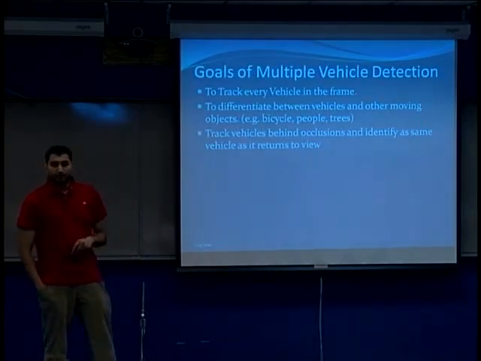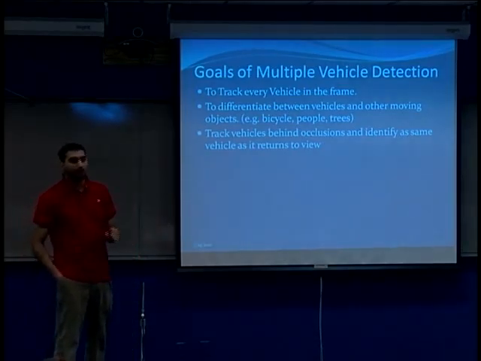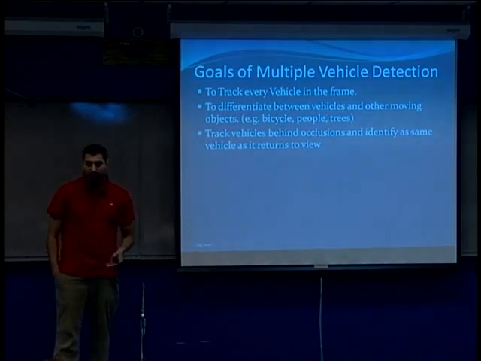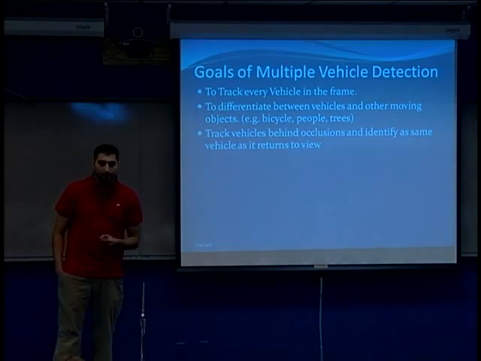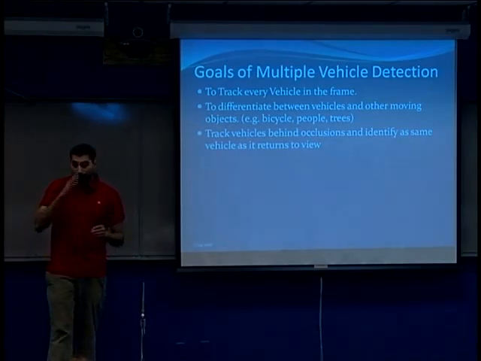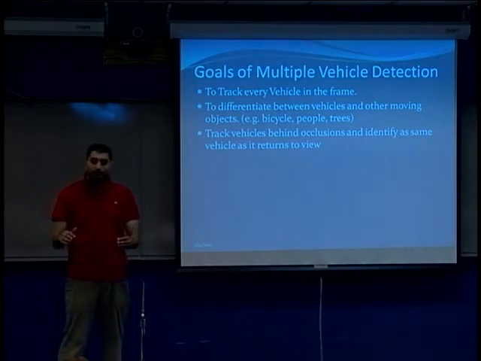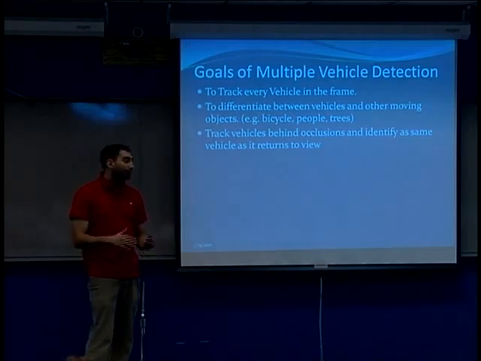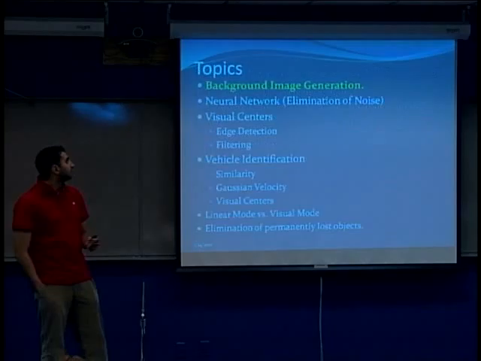Our goals are to track every moving vehicle in the frame and to differentiate between vehicles and other moving objects such as trees, people on bikes, and so on. And if tracked vehicles are behind a tree, we should still track them and find them again once they reappear from behind the tree.